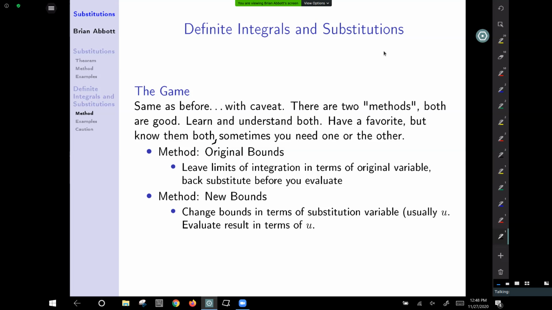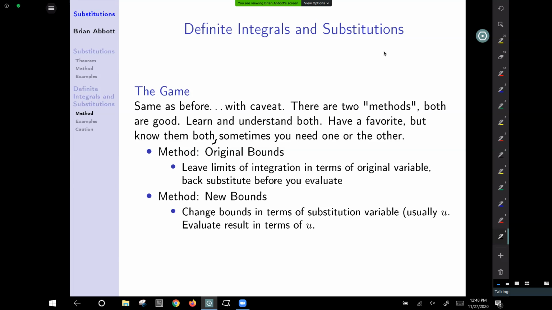Both are important, so learn and understand both. And having a favorite is totally fine. I definitely have a favorite. But know and be comfortable that there is another method, because sometimes you do need one or another. And I added a comma there to make that sentence more grammatically correct.